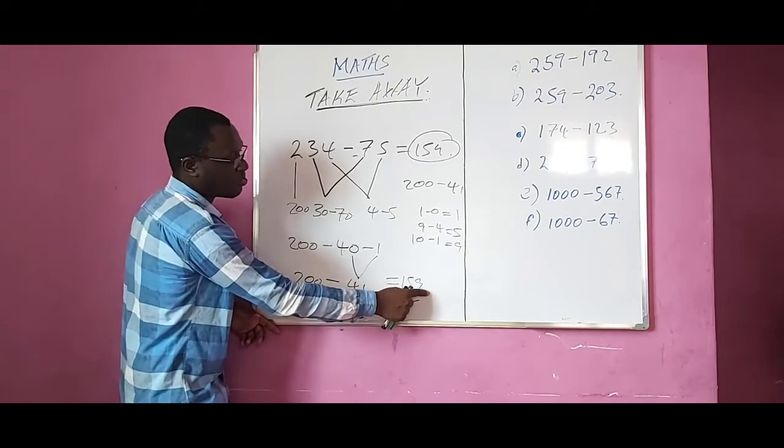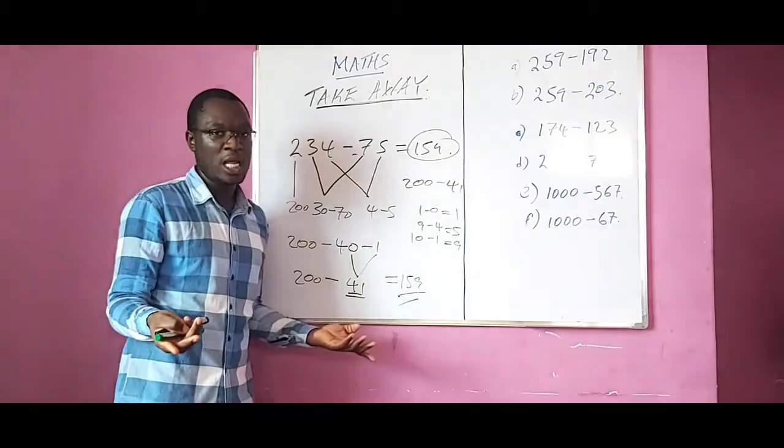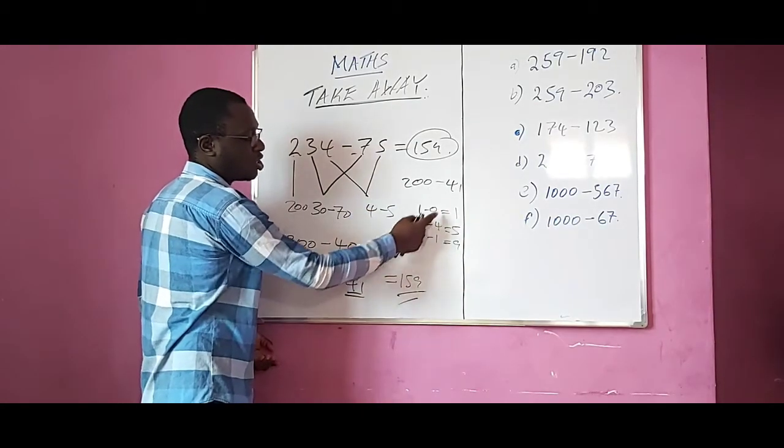How do I get 159? This 200, using the previous one that I've just shown you on how to subtract numbers with zeros, is just take 200 minus 41, you rearrange it, and you have your answer.